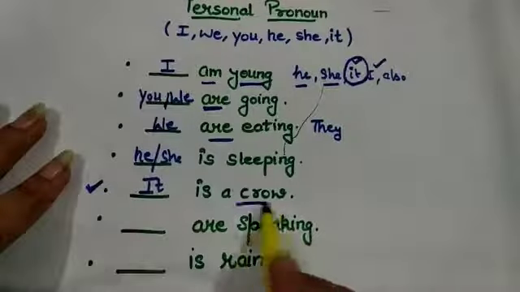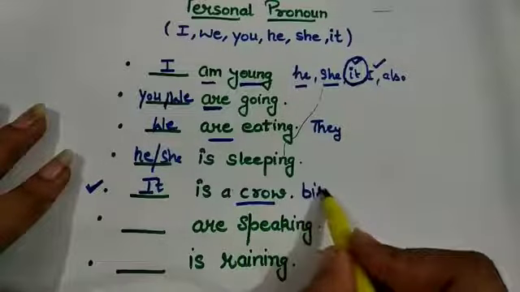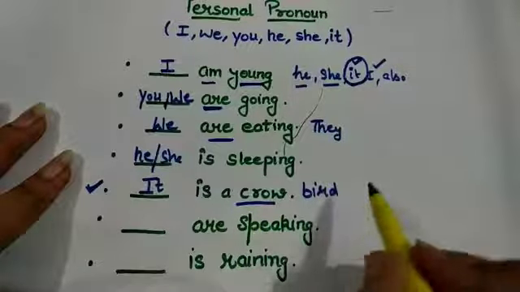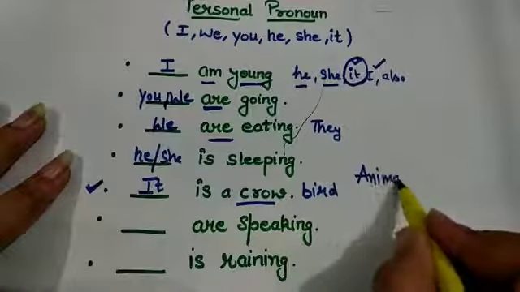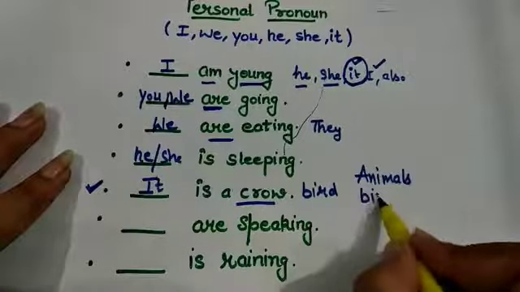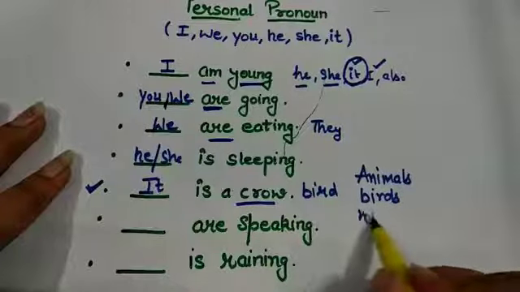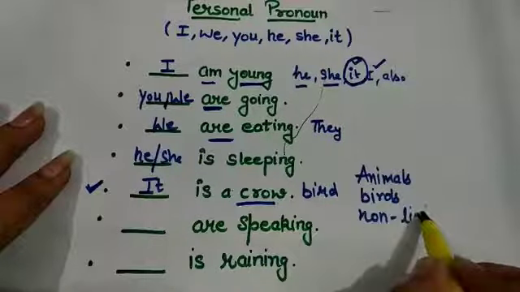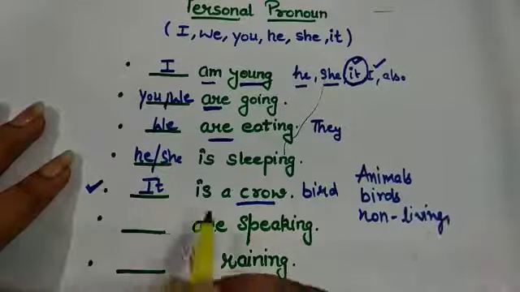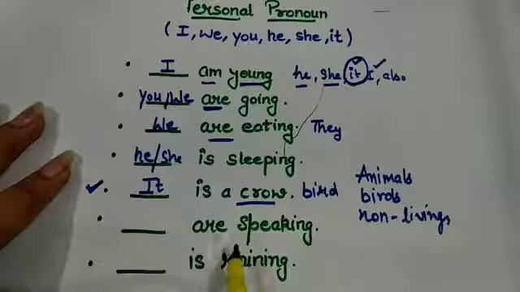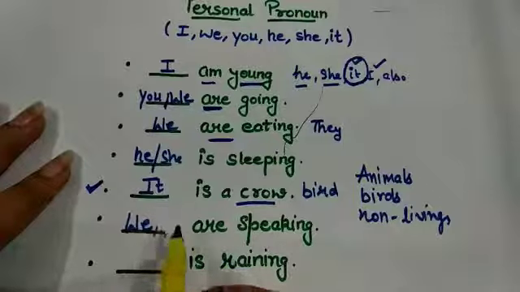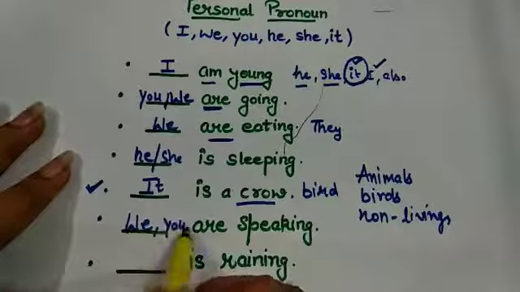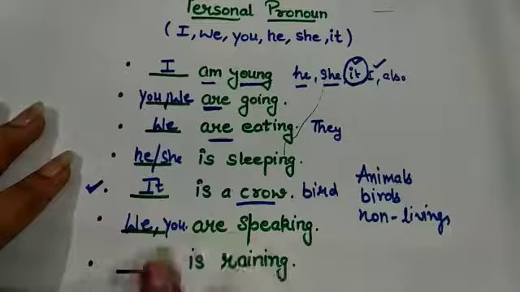Because crow is a bird. Okay, so here I conclude that it is used with animals, birds, and non-living things also. Okay, so it is a crow. Dash are speaking. We are speaking. Okay, you are speaking. Both are correct.